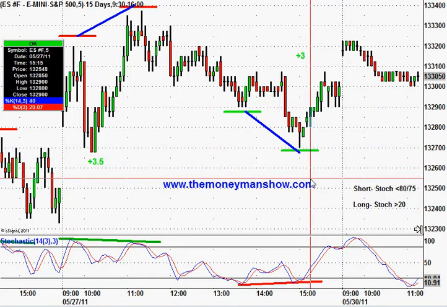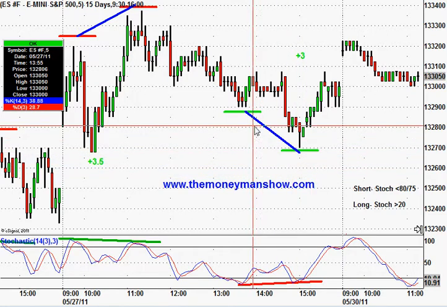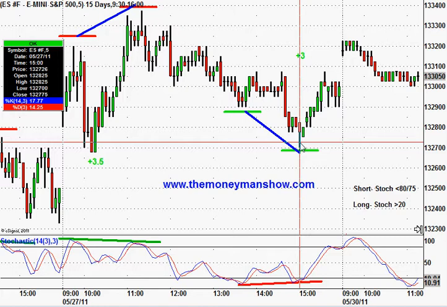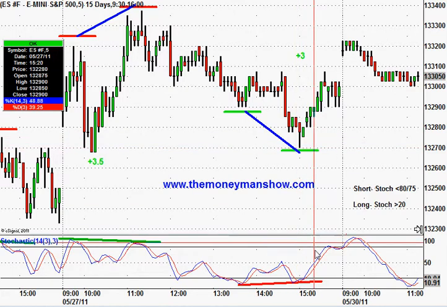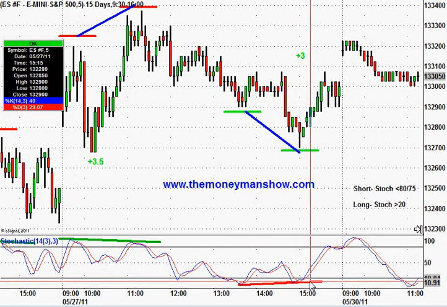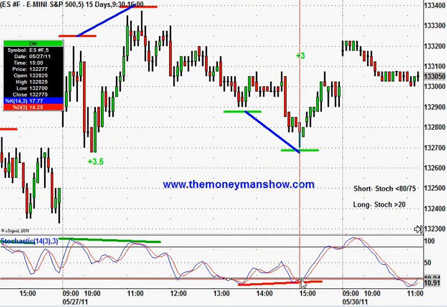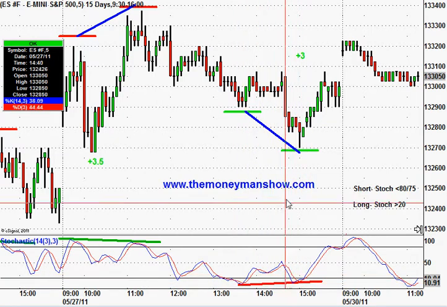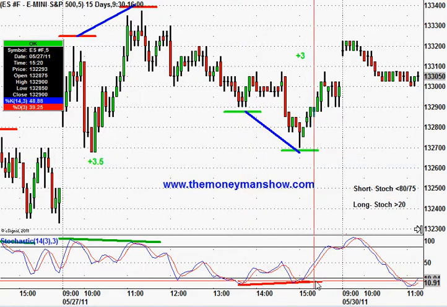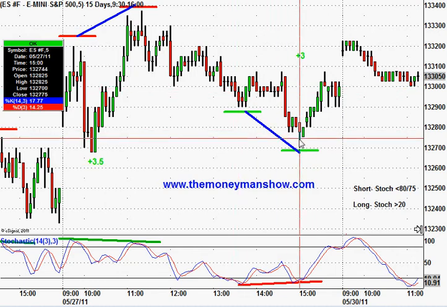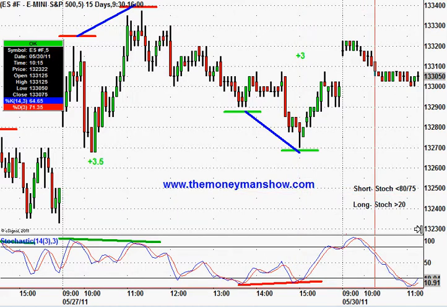Okay, so what is the stochastic divergence? The stochastic divergence is when the price, in this case to the long side, makes a lower low, and the stochastic on both lows diverges from the price, meaning the price is lower and the low of the stochastic in the second low is higher. So when this happens, there's a divergence, and the time to enter is all about the stochastic itself.